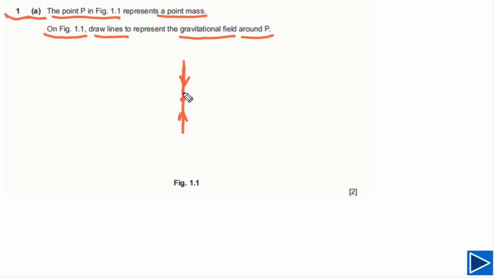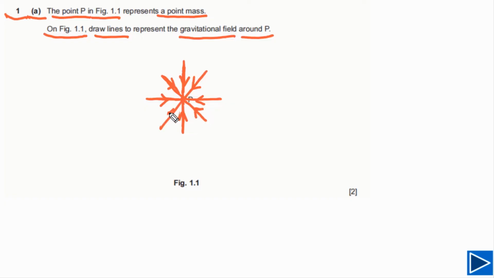So lines have to be pointing towards this point P. So this is how we can draw the lines. You have to draw at least 4 lines, but you can draw more than 4 as well. So we can draw 8 lines. So this is how we can draw the gravitational field around the point mass.